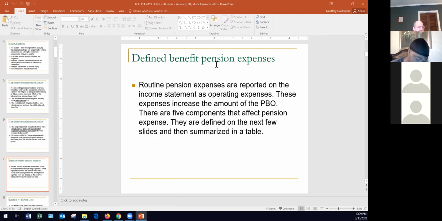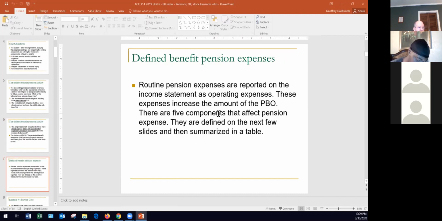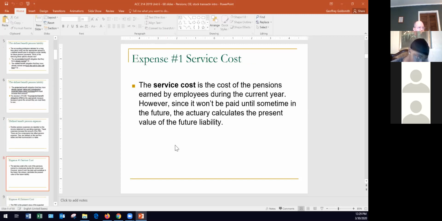Defined benefit pension expenses. The routine pension expenses are reported on the income statement as operating expenses. These expenses increase the amount of the PBO. So a pension costs them money, that increases the obligation or liability. There are 5 components that affect pension expense. They're defined on the next few slides and then summarized in a table.